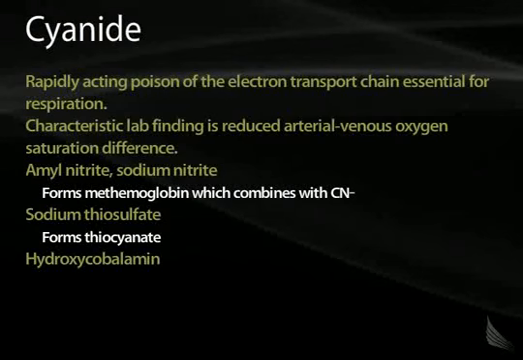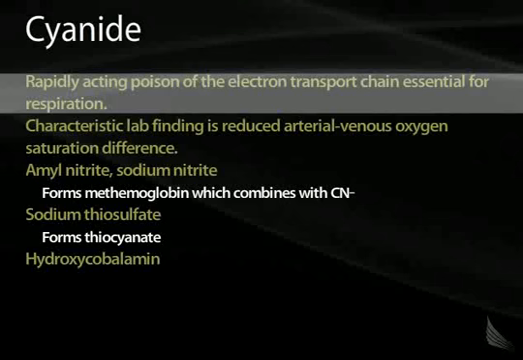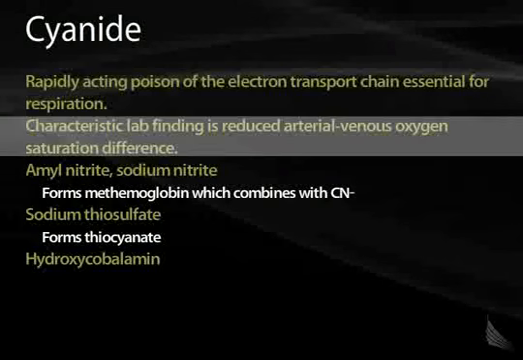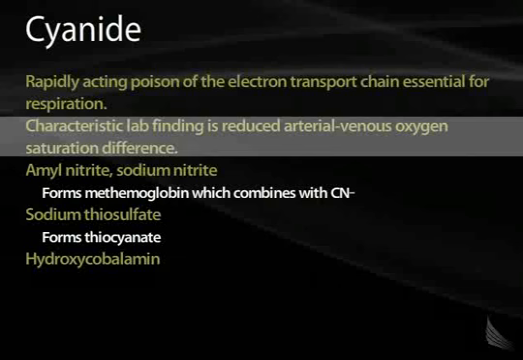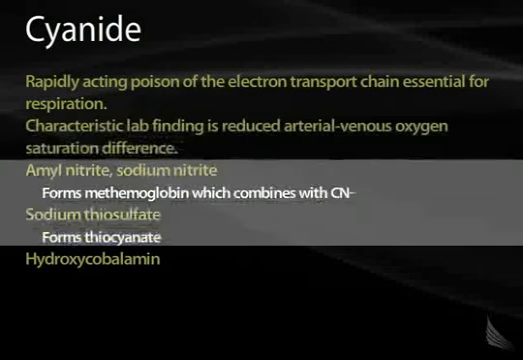For cyanide poisoning, remember that the way cyanide works is it blocks the electron transport chain that's essential for cellular respiration, meaning the ability to use oxygen. The classic lab finding in these patients is to do an arterial blood gas and a venous blood gas. And what you'll see is that they're not using oxygen. Their arterial oxygen will be 100, and their venous oxygen will be 100. And you'll say, why are they not using any oxygen? Why is the oxygen going from the arteries directly to the veins? It's because the cyanide is preventing the use of the oxygen.